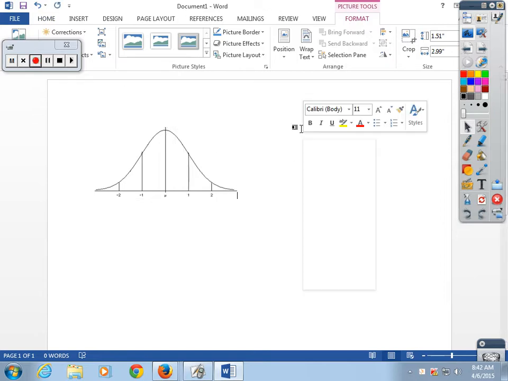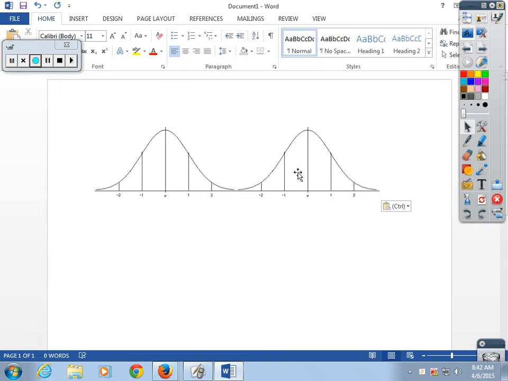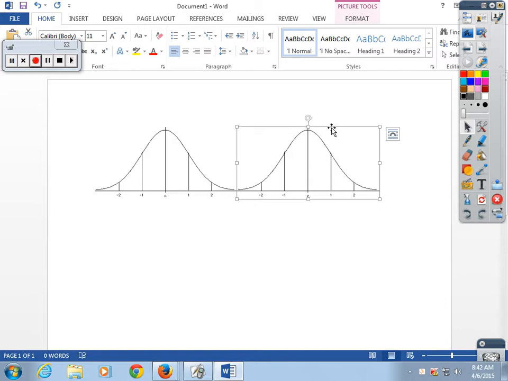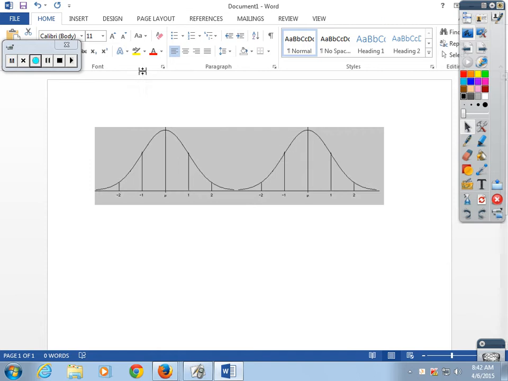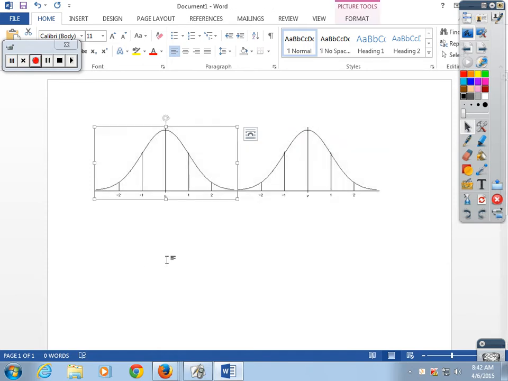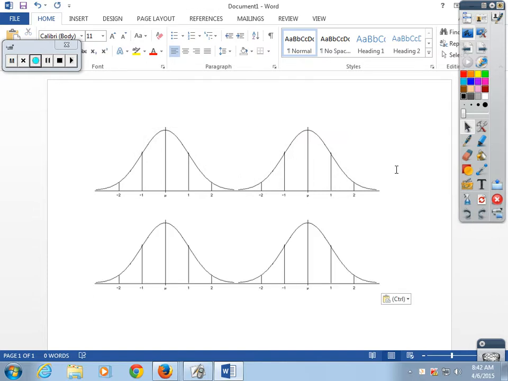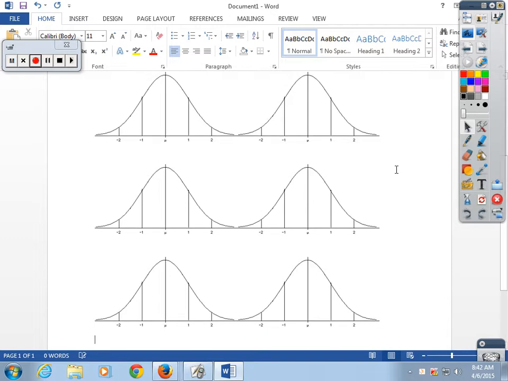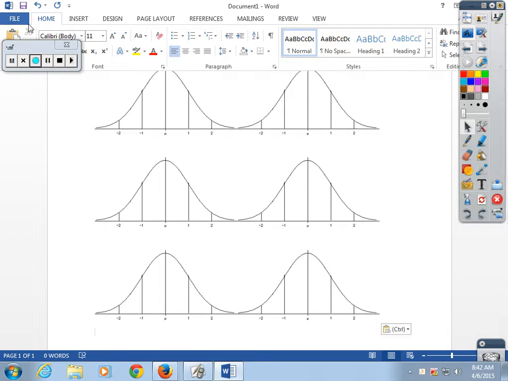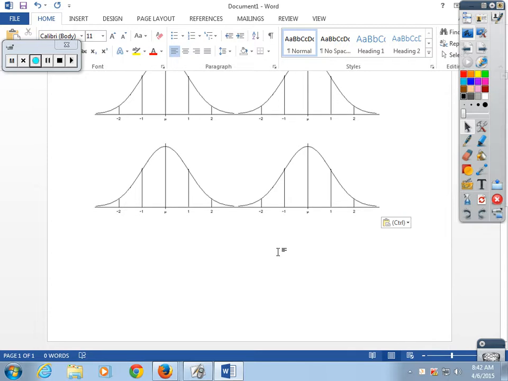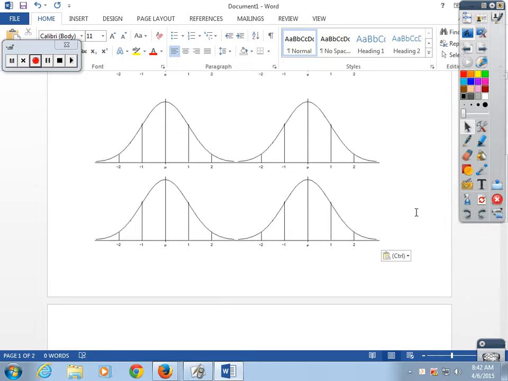Copy, paste, and you can move it over a little bit. Well, I'm trying, people. You're supposed to be able to move it. It's not going to move it. Okay. Then maybe copy the whole thing. Control C. Control V. Control V. Control V. And now you got your dang old, maybe one more. There you go.